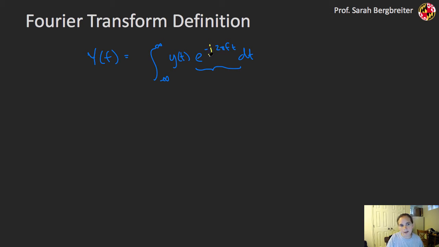And it's complex because I have this j term here, right? J is the square root of -1. And what this is giving me is one complex coefficient at each frequency, in contrast to the 2 coefficients that I had for the Fourier series for each frequency. Now, if you were really freaked out by the use of this exponential, it's not actually that bad.